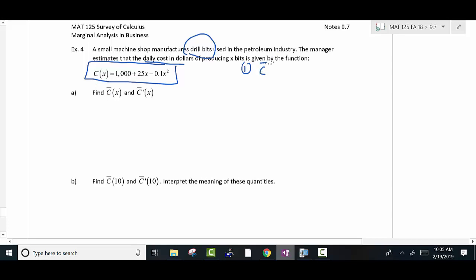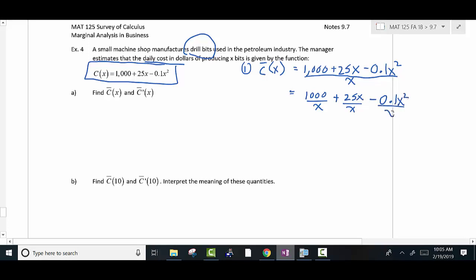When we do C bar of X, what you always do is take the cost function and divide it by X. And then we'll simplify it, because when you do the derivative, you want to simplify it before you do the derivative. So you just start the problem off like that. That's all you ever do to get an average thing, is divide by the number of things you produce. Now, if you're going to do the derivative on this, you would need to split it up. We've learned how to do this before, so that would be 1,000 over X, plus 25X over X, minus 0.1x squared over x.